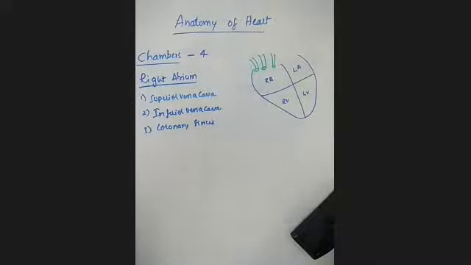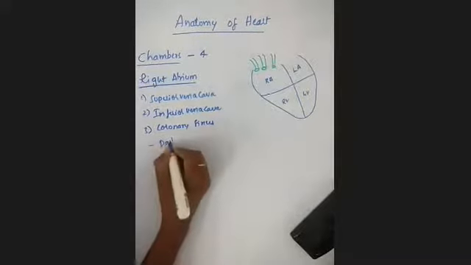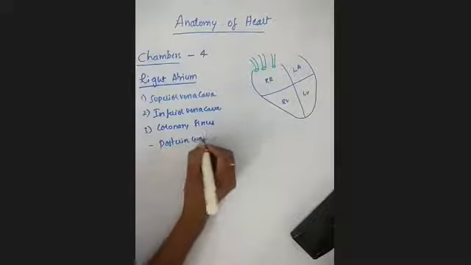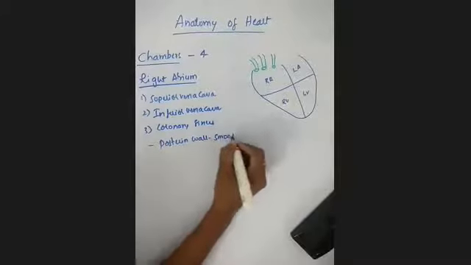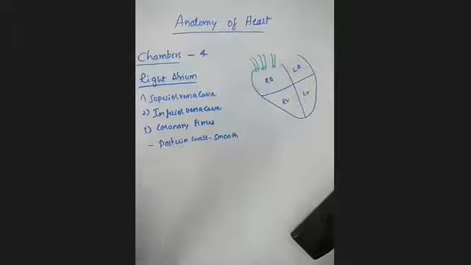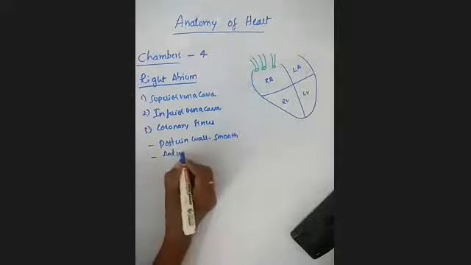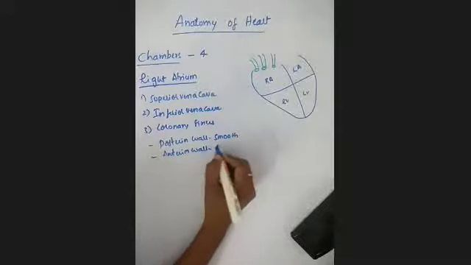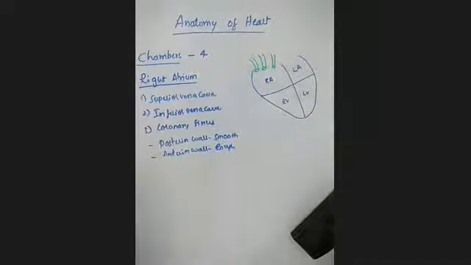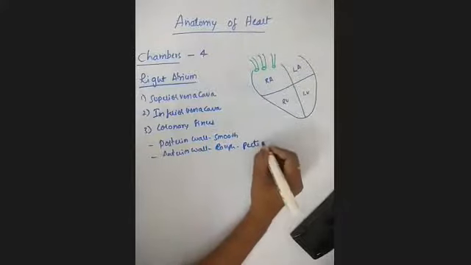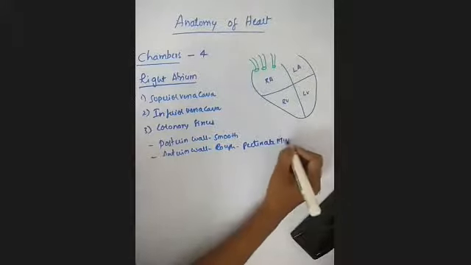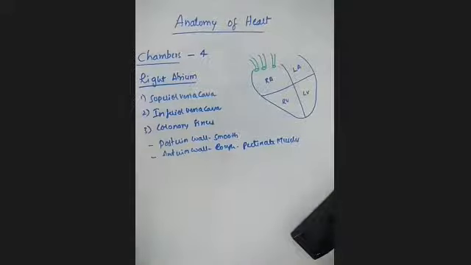If you see this right atrium, the posterior wall is very smooth, and the anterior wall is very rough. Why is the anterior wall rough? Because of the presence of muscular ridges, which you will call pectinate muscles. Because of the presence of these pectinate muscles, the anterior wall is very rough.